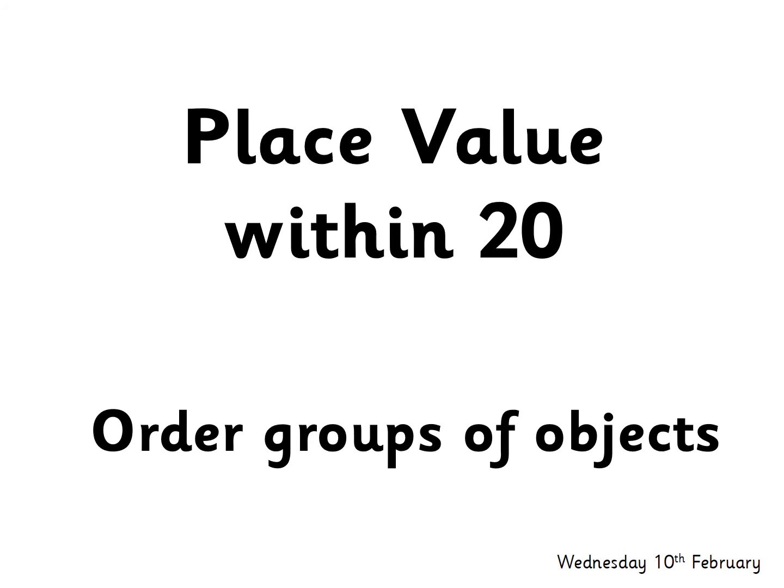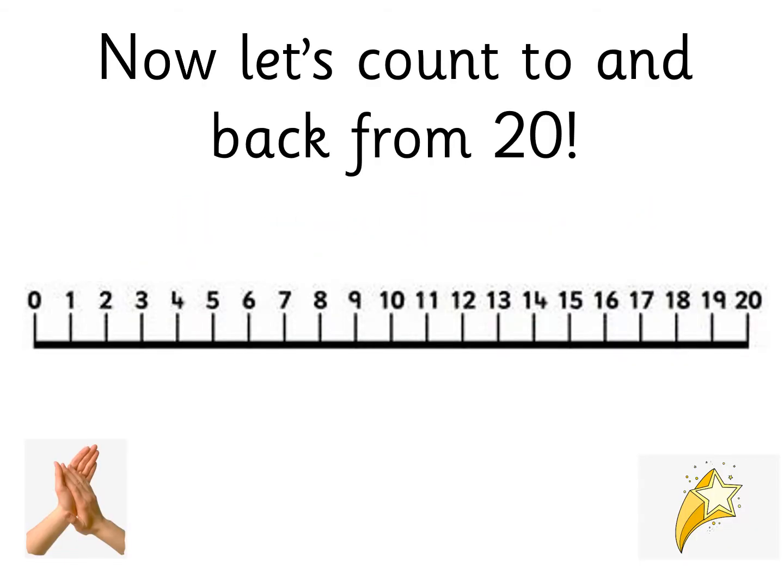Good morning, boys and girls, and welcome to another lesson, ordering groups of objects. So we're going to count forwards and backwards on our number line to 20. We're going to start at 10. You can clap your hands if you want to, and don't forget one clap for each number. So 10, 11, 12, 13, 14, 15, 16, 17, 18, 19, 20.